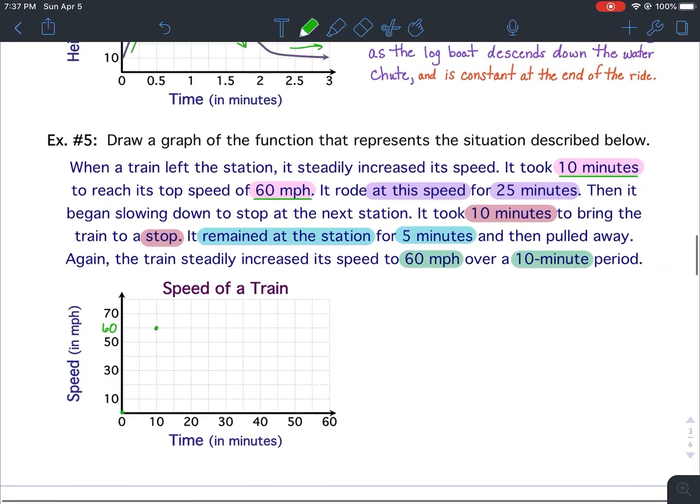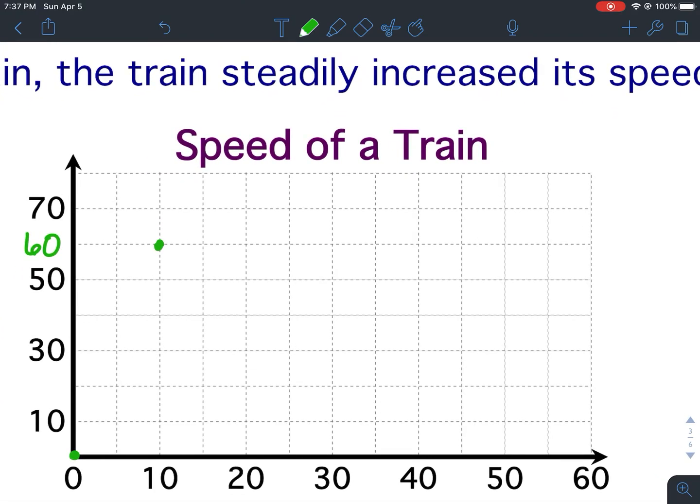Okay, now after that, it says it remained at this speed for 25 minutes. Let's put a squiggly line underneath this. So it remained at 60 miles per hour for 25 minutes. So go from the last point we were at, and it's going to be at a constant speed for 25 minutes. So that would be 5, 10, 15, 20, 25. So here's where our next point would go. It's not 25 minutes from the starting point, it's 25 minutes from where it got up to the 60 miles per hour. So from here to here, that's 25 minutes.